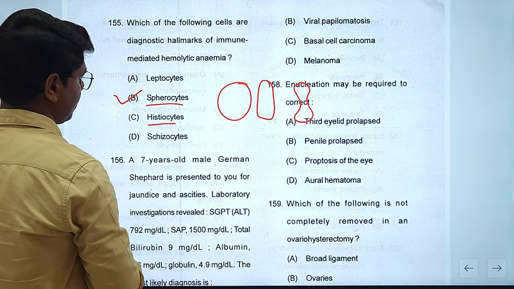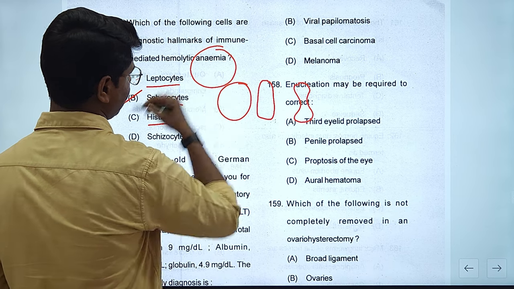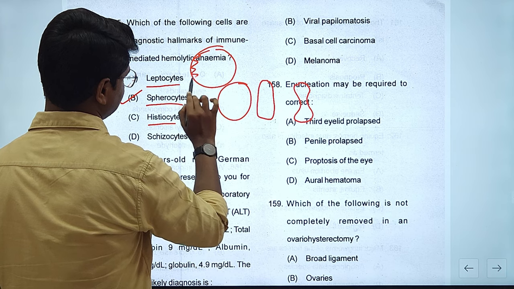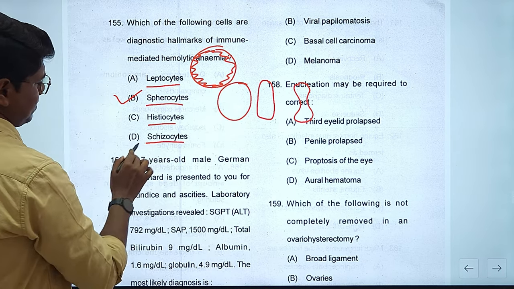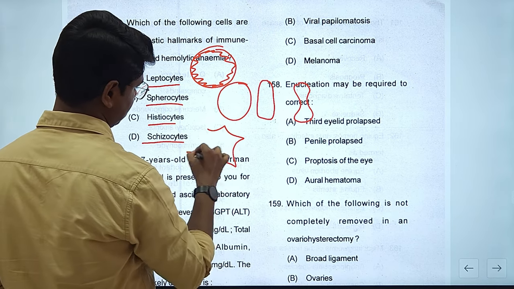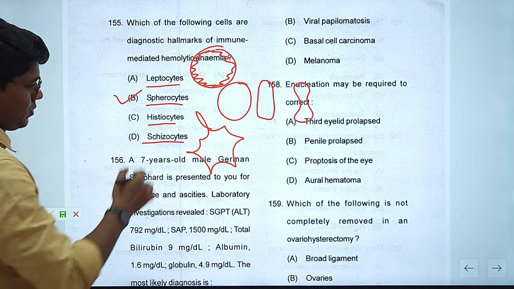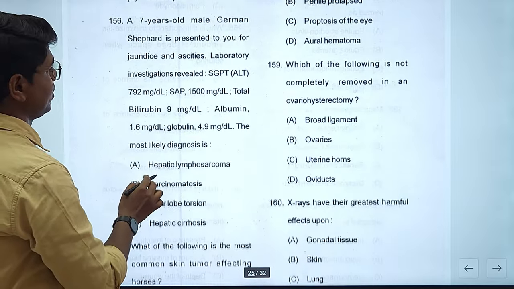Histiocytes are basically macrophages. Leptocytes are RBCs that normally have an equal distribution of hemoglobin, but in this particular case the hemoglobin will be at the border. Schizocytes basically look like a ruptured RBC, like this. If you have done any staining, you might have noticed these structures, if you are working in any laboratory.